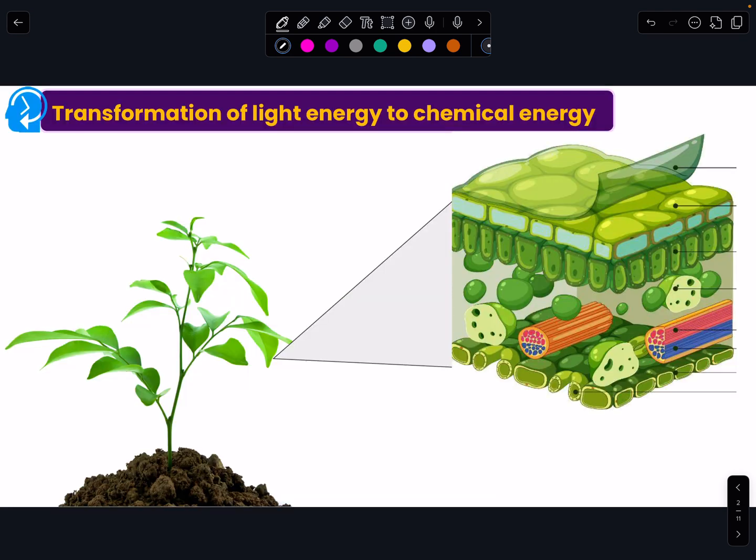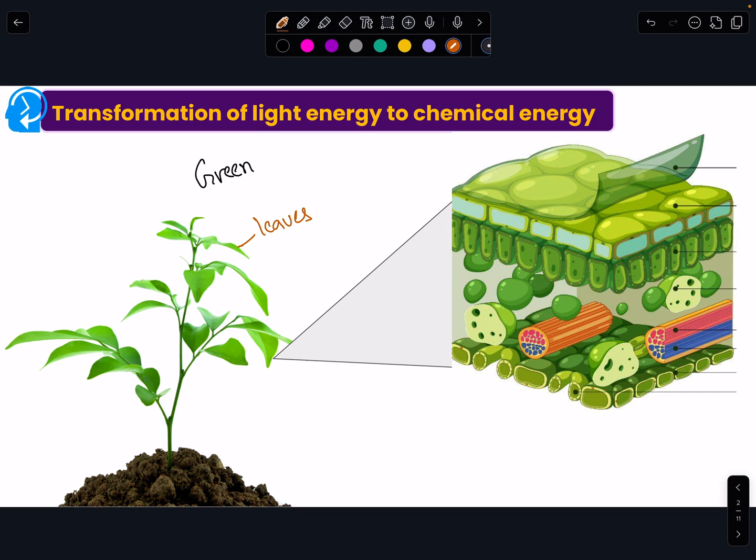So the question arises, where exactly does photosynthesis take place? Basically, the green parts of the plant are mainly specialized for photosynthesis. We already know that in the green parts, the leaves are the major part of the plant which perform photosynthesis. In some cases, the green stem of the plant also performs photosynthesis because they contain certain specialized cells, certain specialized organelles that we are going to talk about.